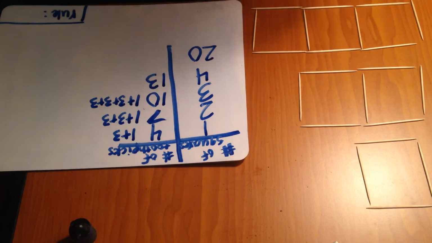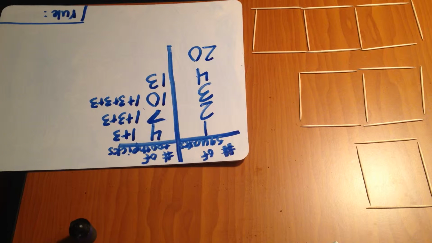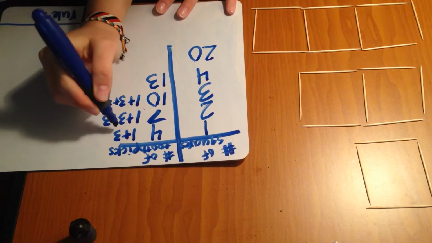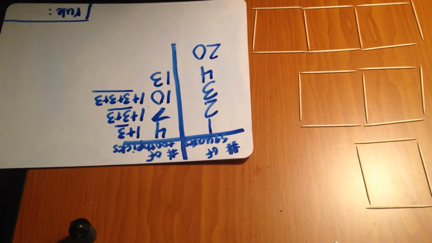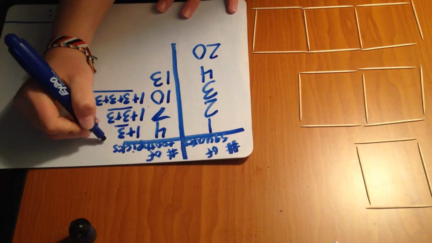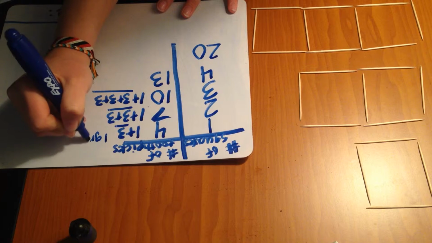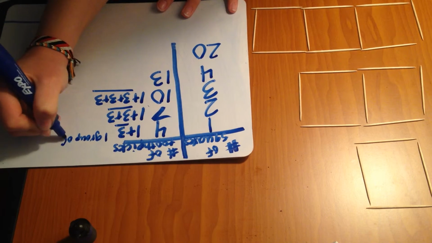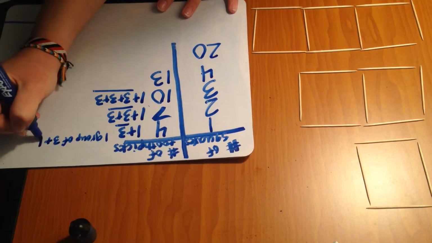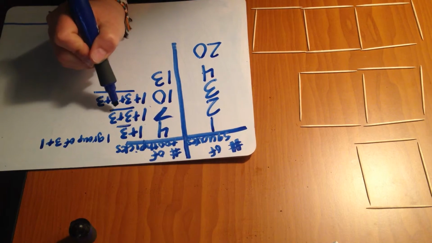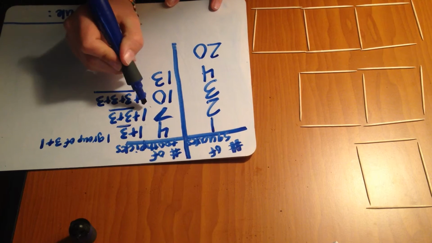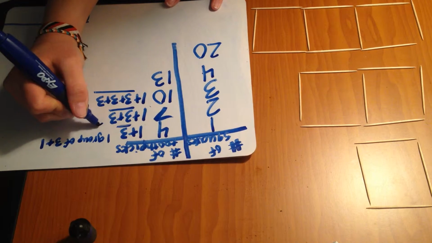Alright, so let's look at this for a second. What I see are groups of 3, so I'm going to go ahead and underline those groups of 3. And you know what? Let's write this down. I have 1 group of 3 plus 1, because that's what I have here. Here, I have 2 groups of 3 plus 1. So let's go ahead and write that.